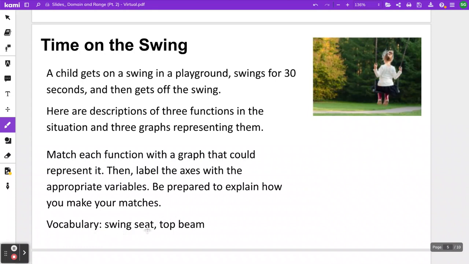Swing seat, when we're talking about the seat of the swing, we're talking about this part right here, the part that a child would be sitting on. One of the descriptions is also going to mention the top beam of a swing. My picture here is a little cut off, but when you think of a swing, the swing chains that girl is holding are attached to a metal thing like that. And so this part right here is what they're calling the top beam. Understanding those are going to be important for us understanding these descriptions.